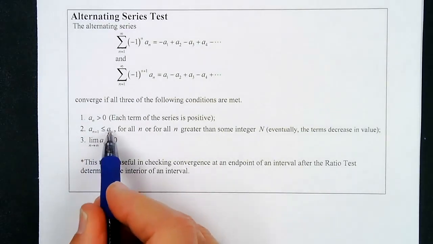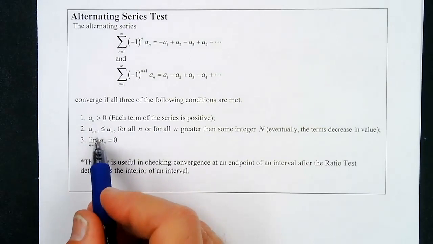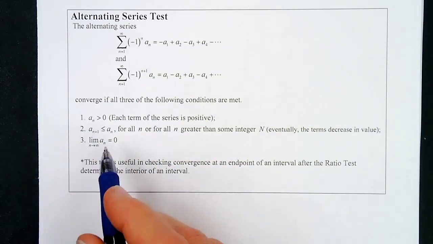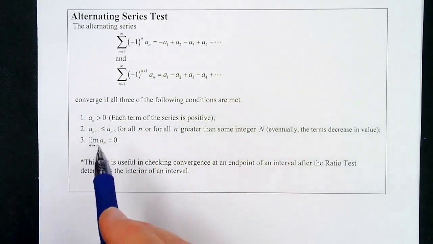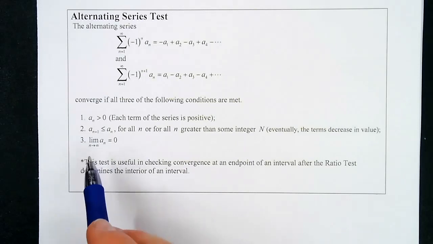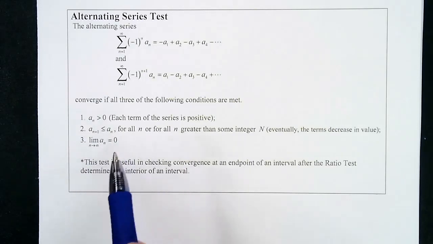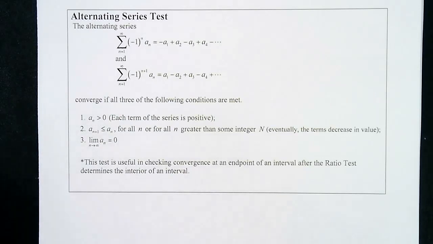So if we can show that the next term, from some integer n value out, is going to be smaller than the previous one, then we can use this test. So we have to establish that. And then we also have to show that the limit as n approaches infinity of a sub n is equal to 0. This is going to be something that's coming up in the future.